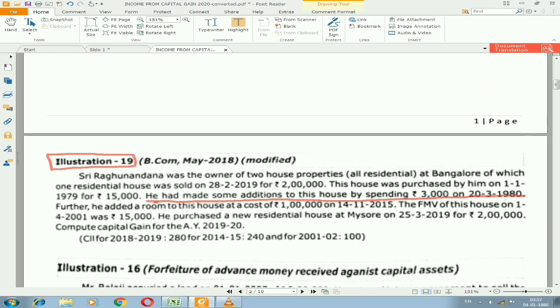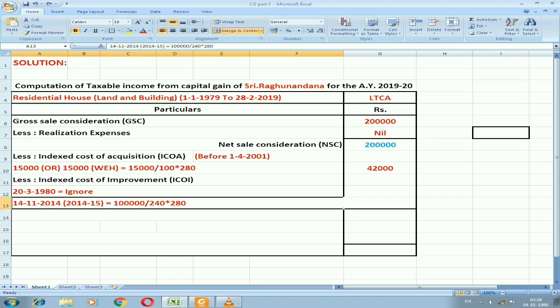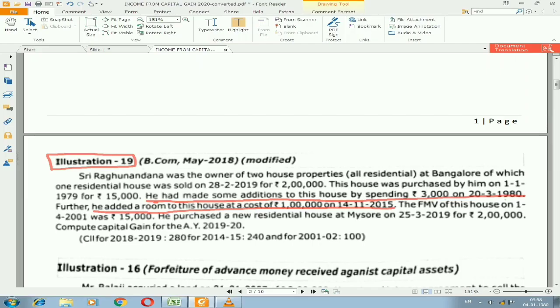He has also made one more improvement to that house property. He added a provision to this house at a cost of rupees 1 lakh on 14/11/2015. So this is the improvement which is made after 1/4/2001. That is the reason I'm considering it. So 14/11/2014, the amount is 1 lakh.